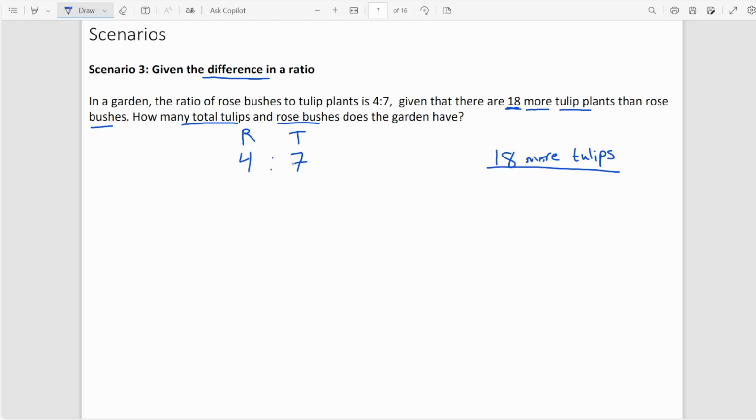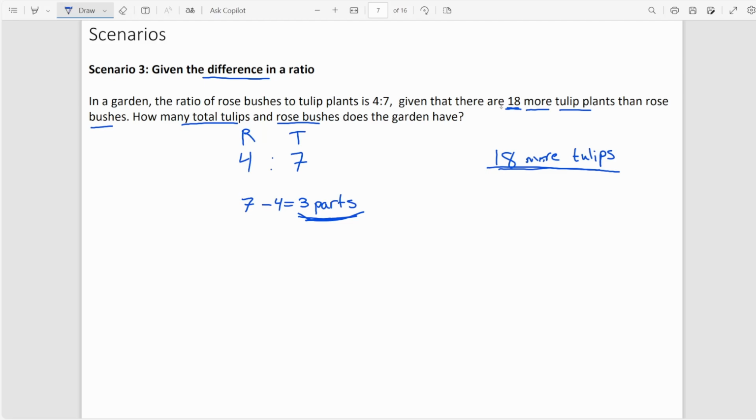What is the difference between 4 and 7? It's 3. We get that by subtracting 7 minus 4, and we get 3. And it's 3 parts. Okay? So 7 minus 4 is 3 parts. And so this is the difference between the parts. Now, this difference right here, this 3-part difference, is actually 18 tulips. Okay? So I hope this was clear.